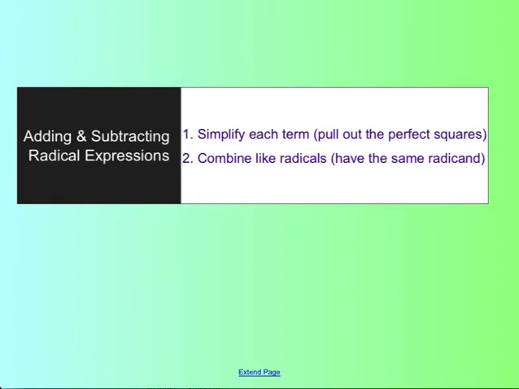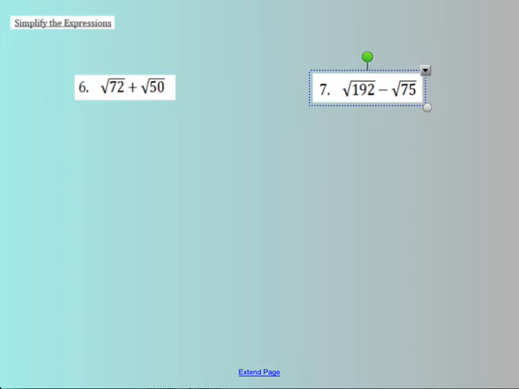So the first thing I have to do is simplify, kind of like we did on problems 1 through 3. So let's go ahead and take a look at what that looks like. We want to break down 72 and 50. I'm going to make these a little bit bigger. Okay, so I want to break down 72 and 50.